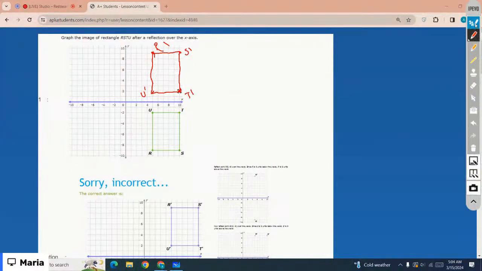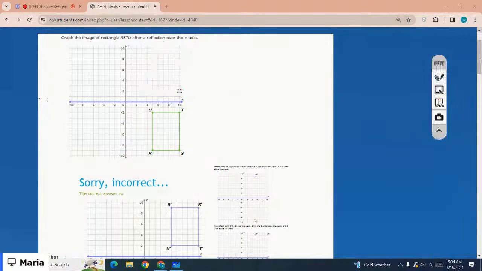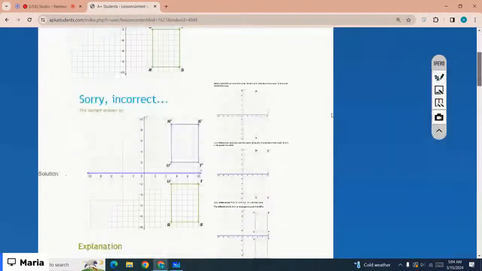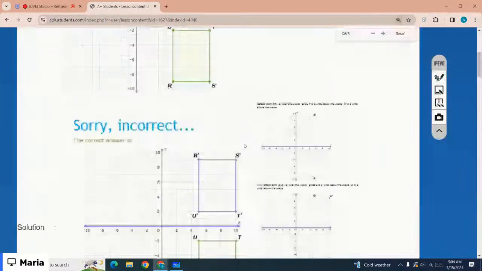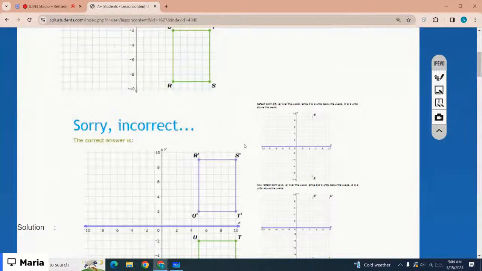Okay, let me just try to read. Reflect point R, 5 -9 over the x-axis. Since R is 9 units below the x-axis, R is 9 units above the x-axis, right? How you move? R is below the x-axis, so you have to move 9 points up.